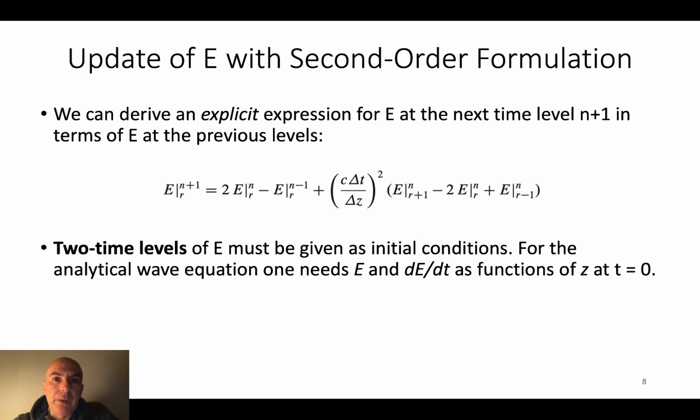So one important thing that we need to notice is that when we solve a second order equation, we will require as initial condition two time levels. So not only do we need to provide the electric field at a certain time, but also the electric field at the previous time step. So two time levels of the electric field must be given as initial condition. This is analogous for the solution of the analytical wave equation, where we need E, but also we need delta E over delta t as a function of z at the time equal to 0.